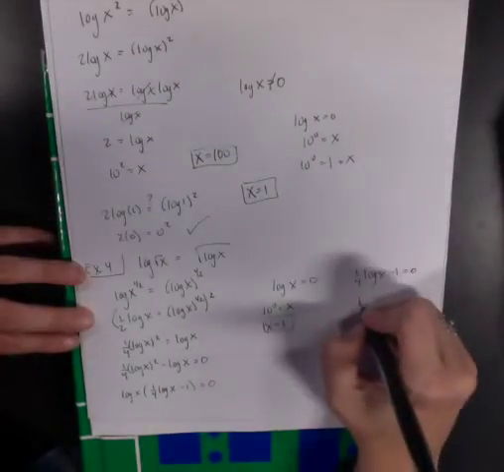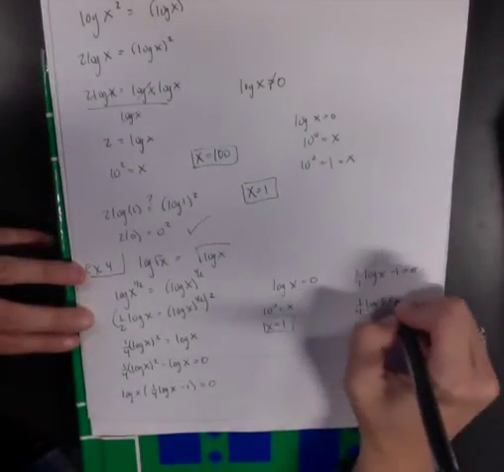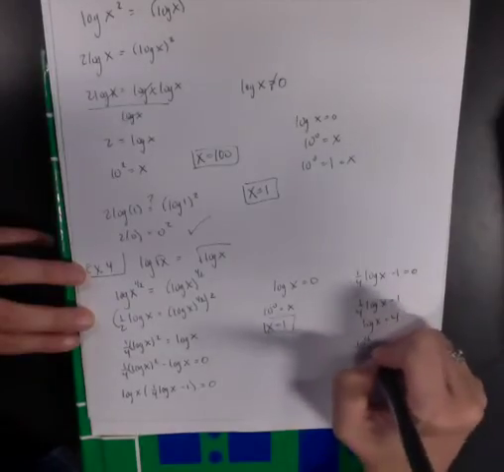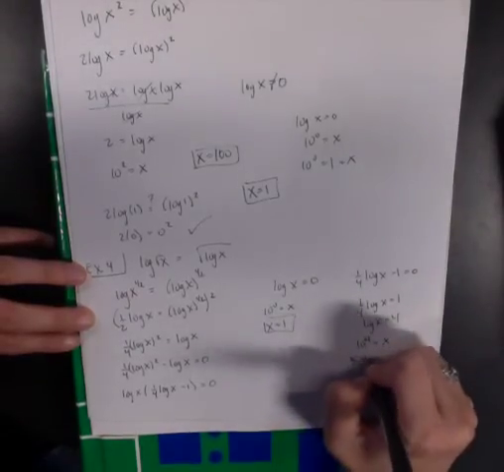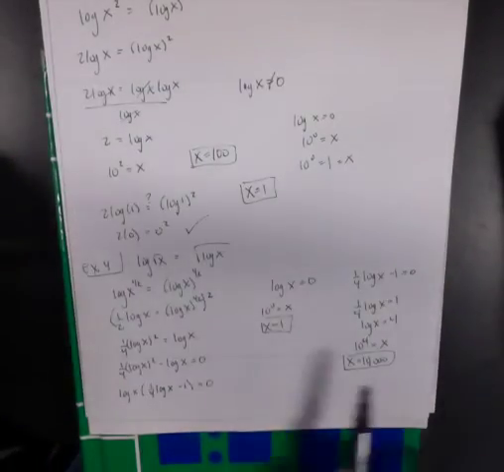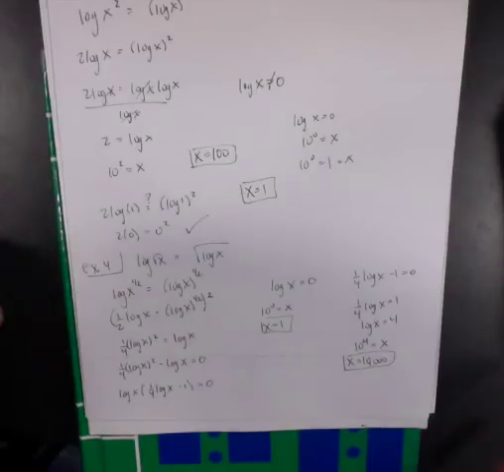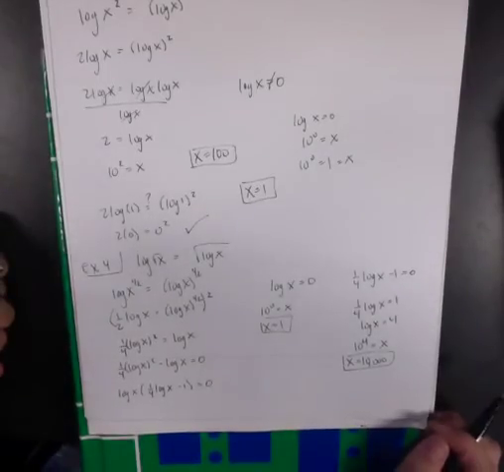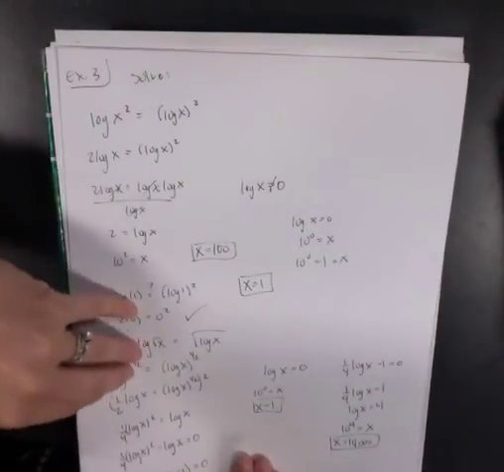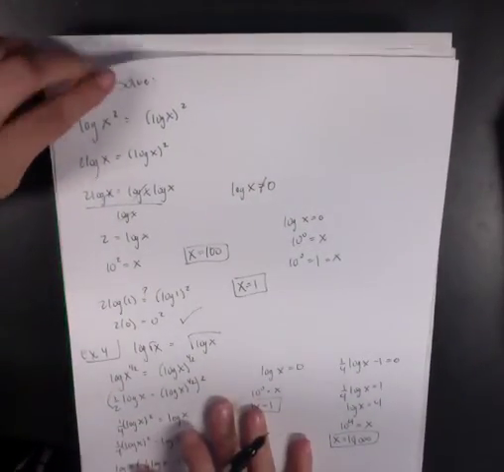Here I bring the 1 over, so I get 1/4 log of x equals 1. So the log of x equals 4. So 10 to the 4 equals x, so x is 10,000. And those are the two answers to my problem. What? All right, let's keep going. It's just reusing logs in a different way than you've done before.